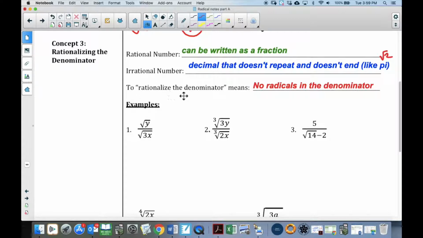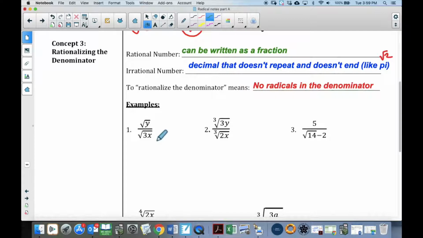So when we say to rationalize the denominator, in this case today, what we're talking about is no radicals in the denominator. That's why it's called rationalizing the denominator. It's because we don't want radicals there. We only want integers, basically, in our denominators. So again, you did this in geometry, but we're going to take it a little bit farther.